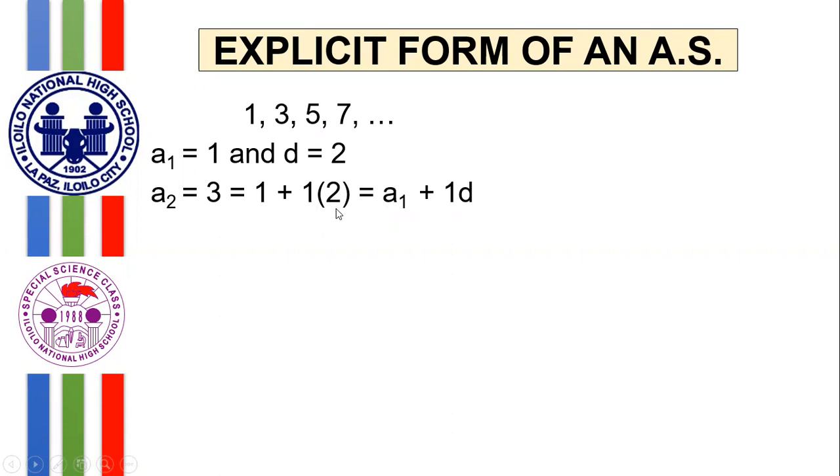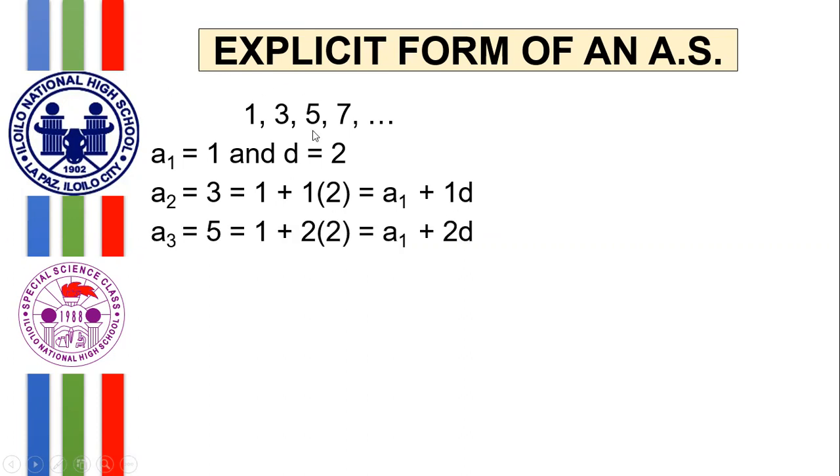But why 1 times 2? Because I added the common difference, which is 2, one time. But we know that 1 here is a sub 1. That's why I substituted 1 with a sub 1 and 2 as d. That is why 3, your a sub 2, is equal to the first term plus 1d, or simply a sub 1 plus d.